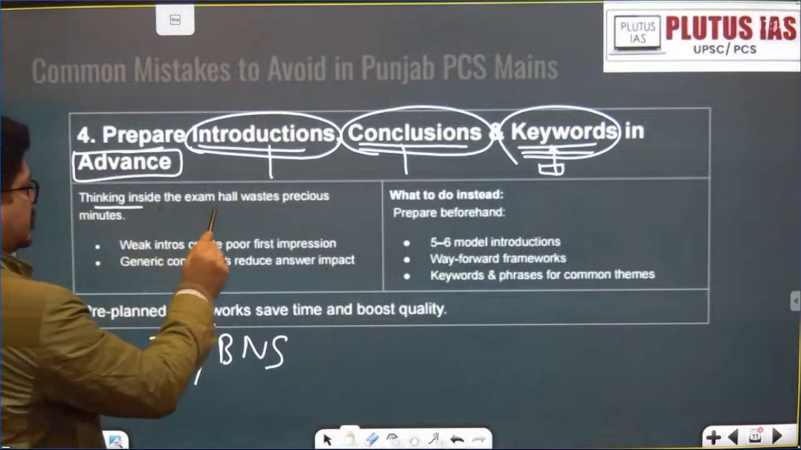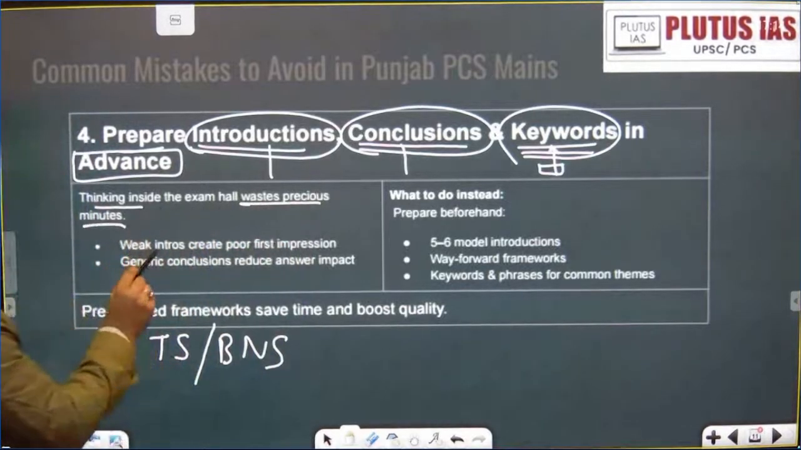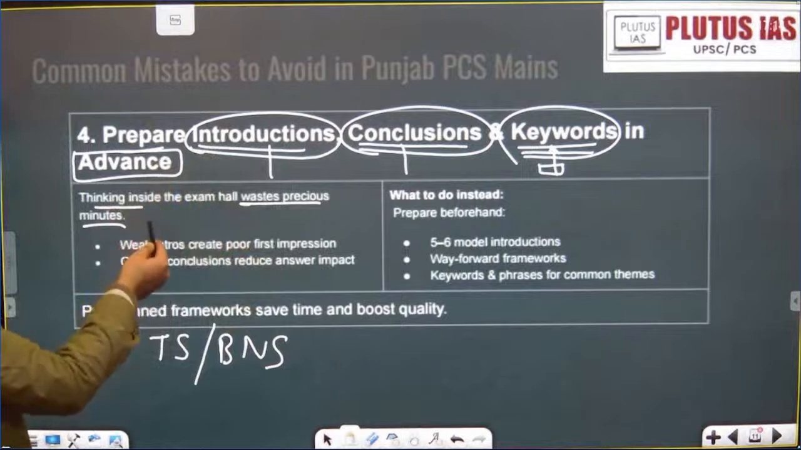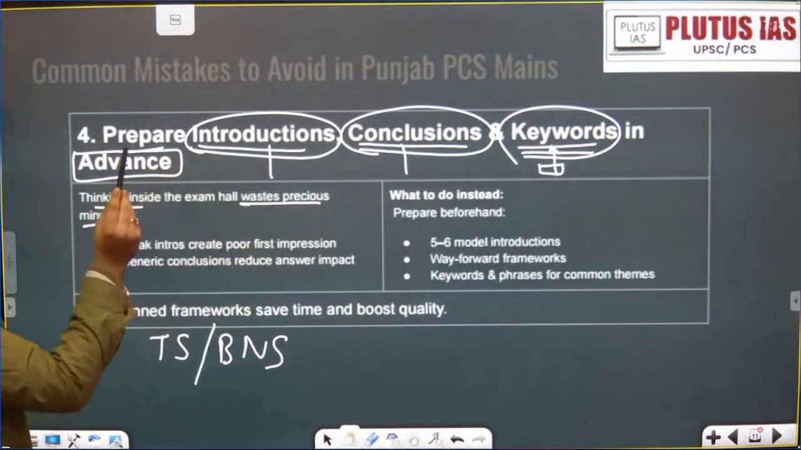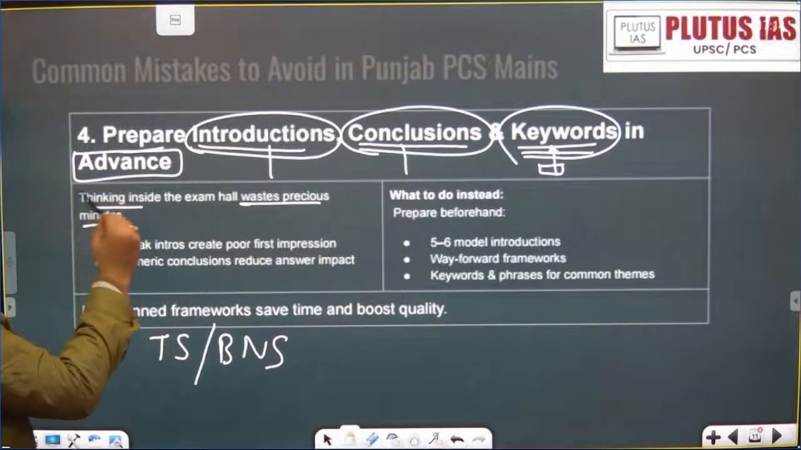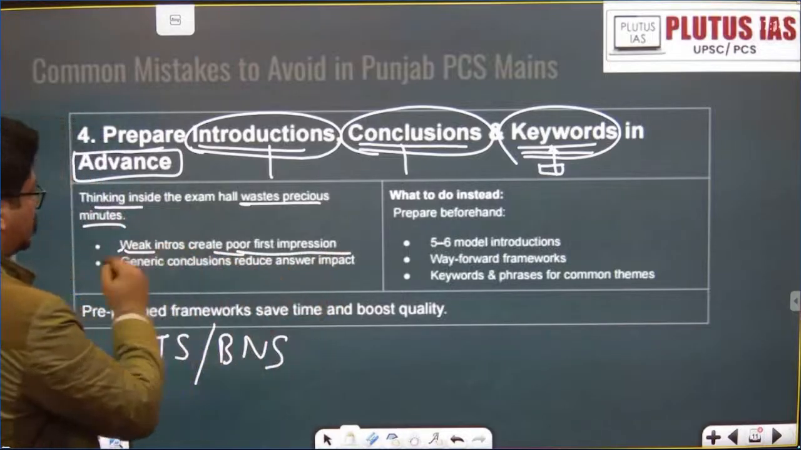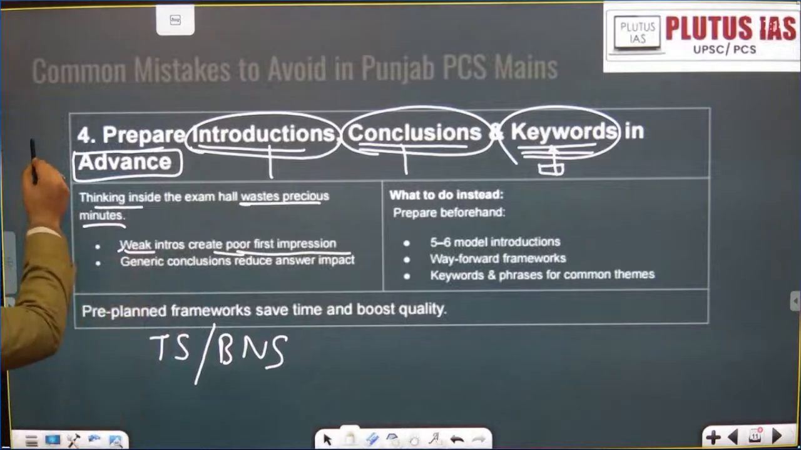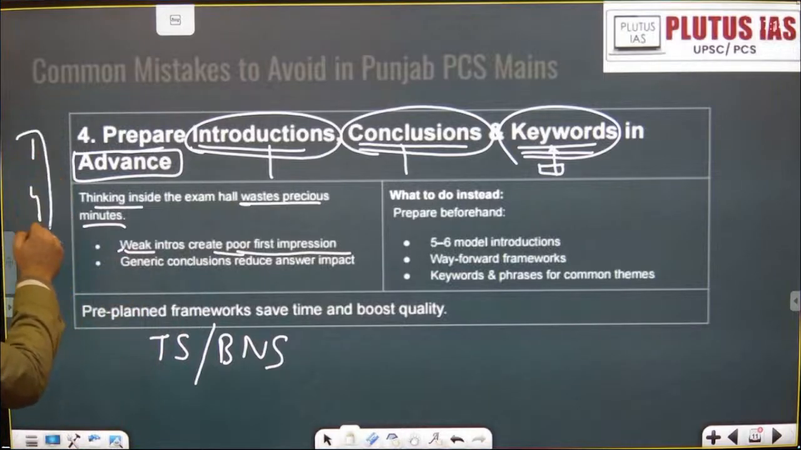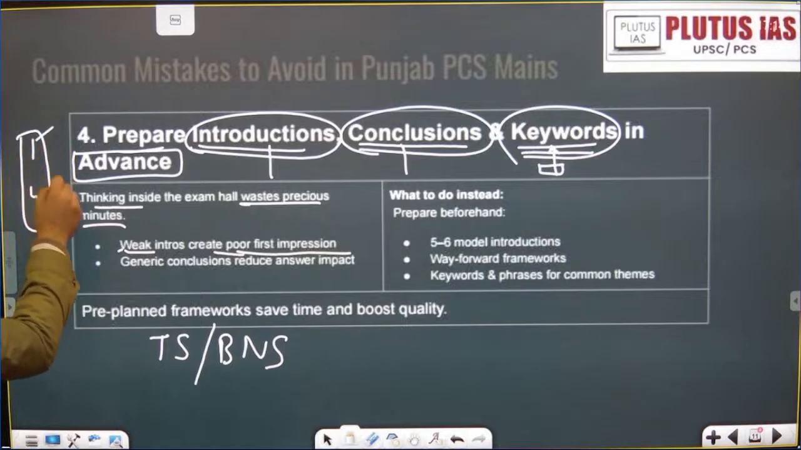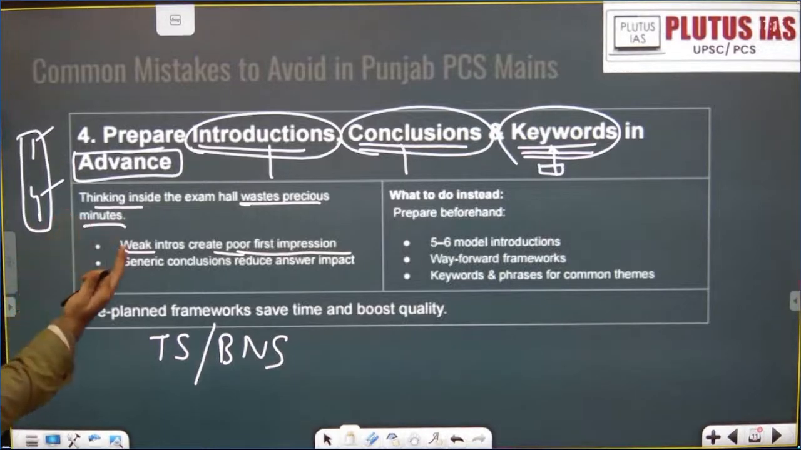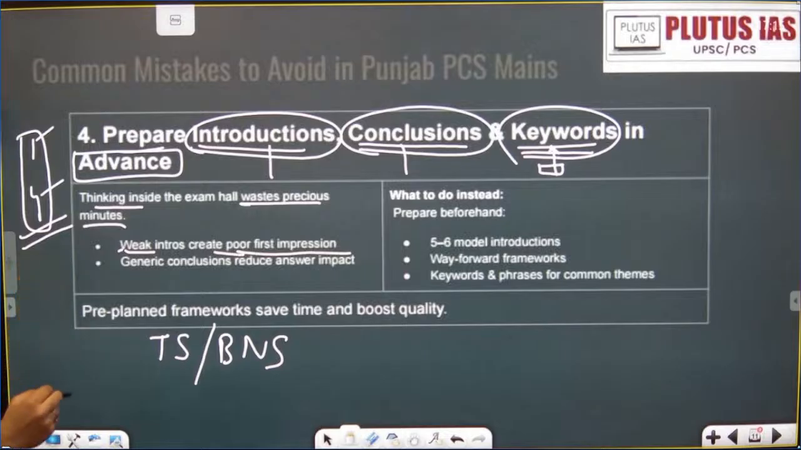Thinking inside the exam hall will waste your precious minutes. Why this activity? Just to save time, just to increase your speed, just to make you more aware of what you're doing. A weak intro creates poor first impressions. So another tip for the first 4 questions, give extra 30 seconds, but the first questions of your answer booklet should be the best presented. This will create the first impression on the examiner, and this will fetch you more marks than others.